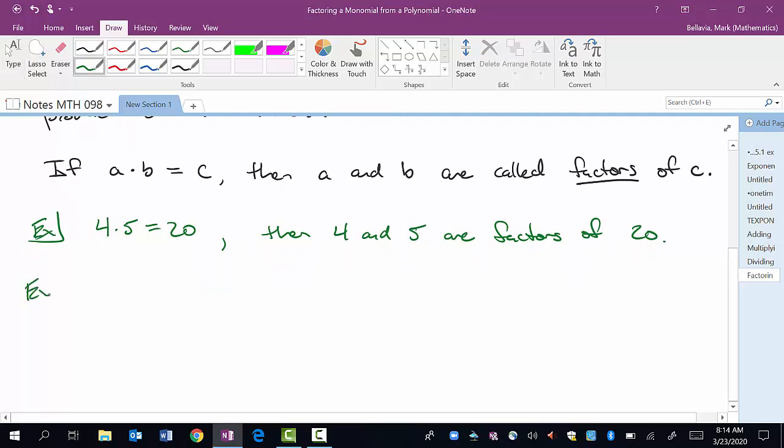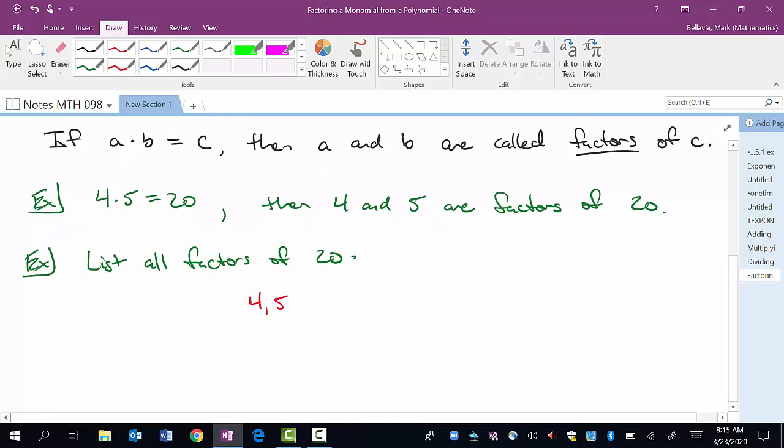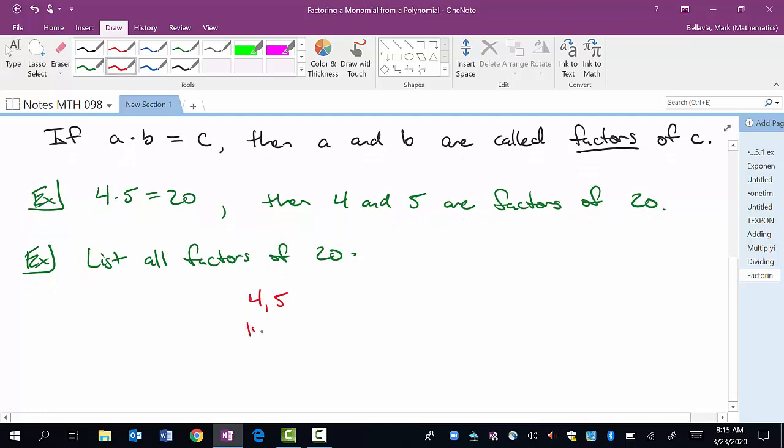If I asked you to list all factors of 20, that's similar but slightly different, right? 4 and 5 are factors of 20, but they're not the only two things that multiply to give me 20. What other whole numbers multiply to give 20? We said 4 and 5, but also 10 times 2 gives you 20. And also, don't forget 20 times 1. For any number, 1 and itself are always factors. So you always want to consider that.